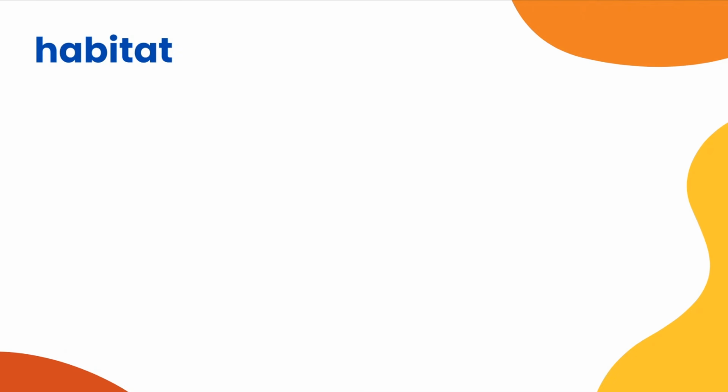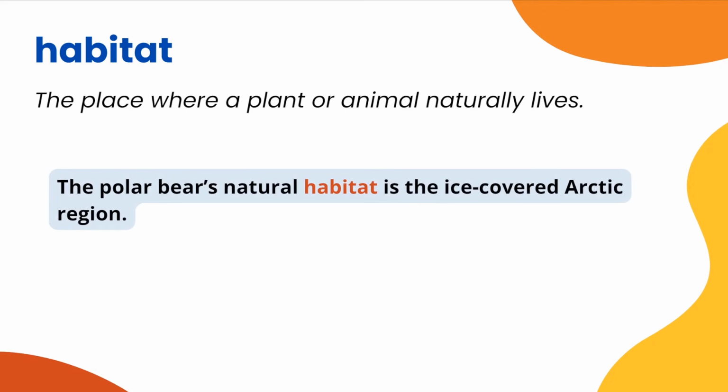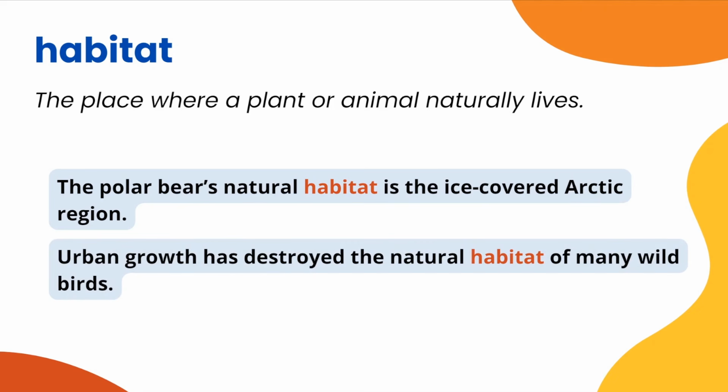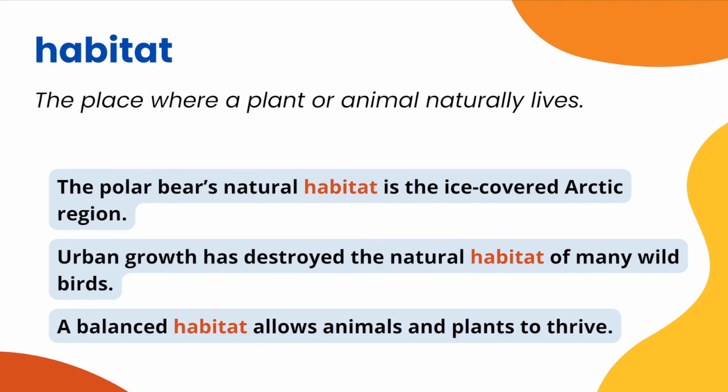The next word, habitat. This is the place where a plant or animal naturally lives. For example, the polar bear's natural habitat is the ice-covered Arctic region. Urban growth has destroyed the natural habitat of many wild birds. A balanced habitat allows animals and plants to thrive, to live really well. Natural habitat is probably the most common collocation there.